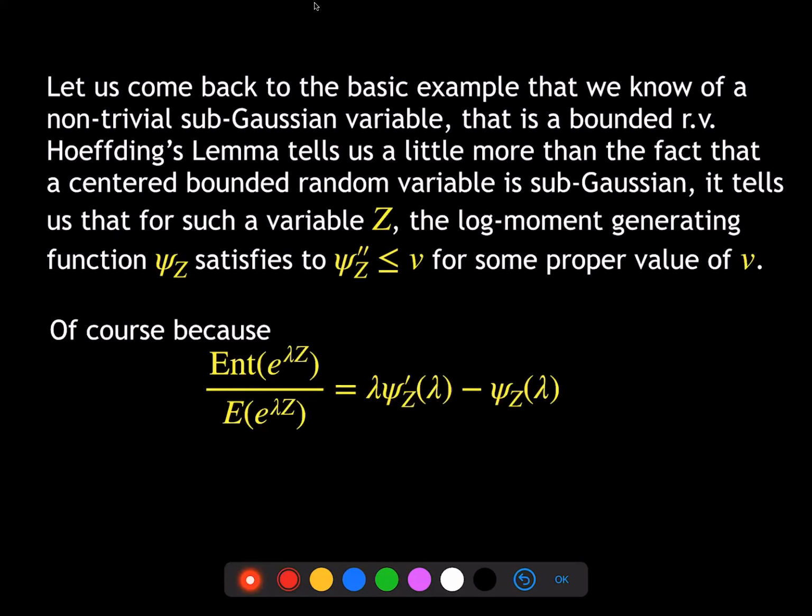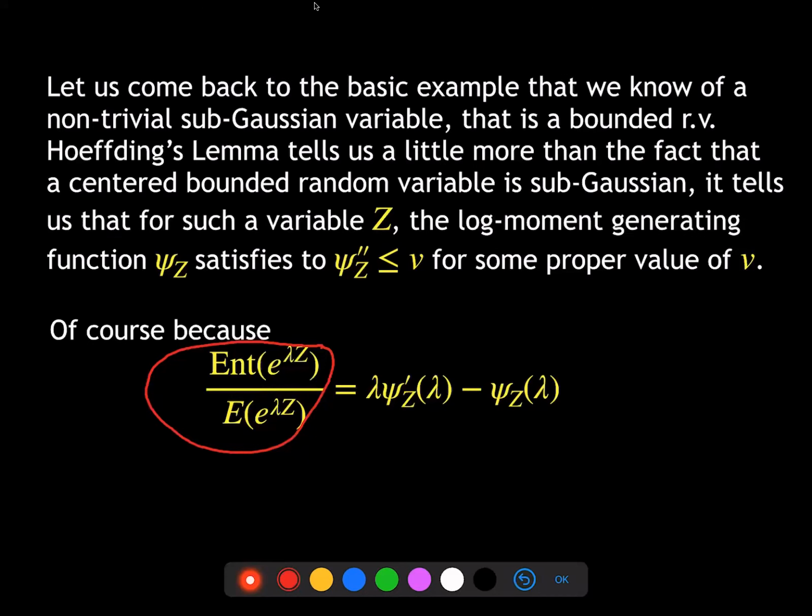But now look closely at the ratio between the entropy of the exponential of lambda z, which will be the quantity that we can look at, in fact, when we apply the subadditive inequality to the exponential transform of the variable. And look at what happens when I look at the ratio between this quantity and the Laplace transform, that is the moment generating function. When you look at this, then this is simply, a simple computation, lambda times psi prime minus psi.